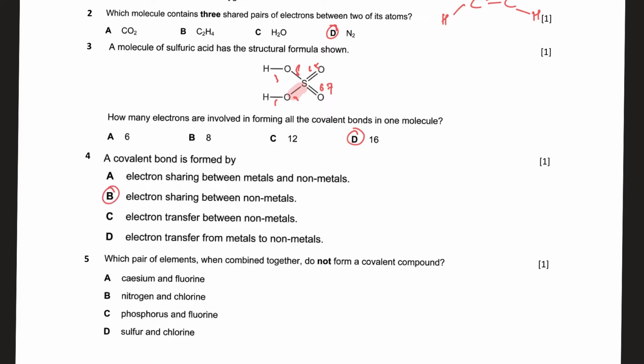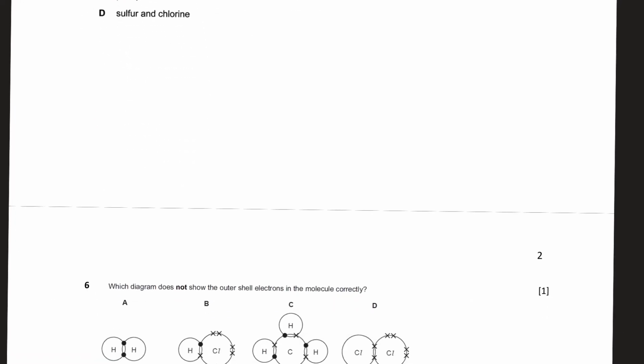Which pair of elements when combined together do not form a covalent bond? Again, it's according to the previous definition. We are looking for 2 non-metals trying to share electrons. So the one that involves metal or metals will not be our answer. So that is actually option number A, because it says cesium, which is a metal, and definitely it will transfer electron to fluorine. It will not share. Nitrogen, chlorine, both non-metals, they share. Phosphorus and fluorine, they both share. And sulfur and chlorine, they are both non-metals, so they will be sharing.